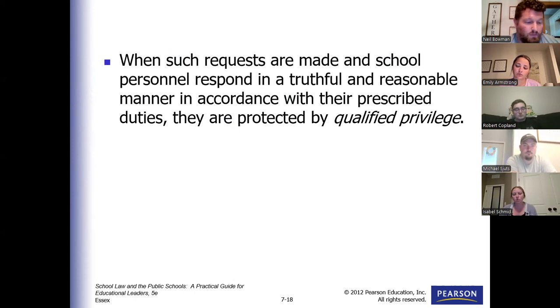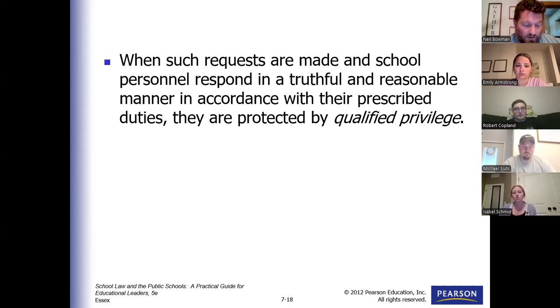This is where qualified privilege comes into play. It acts as a legal shield for school personnel, specifically when such requests are made and school personnel respond in a truthful and reasonable manner in accordance with their prescribed duties. What this means is that if you are acting responsibly within your professional role, being truthful in the information you provide and doing so in a way that is reasonable as part of your job duties, for example, sharing information with another teacher who has a legitimate educational interest in the student, then you are generally protected from liability.